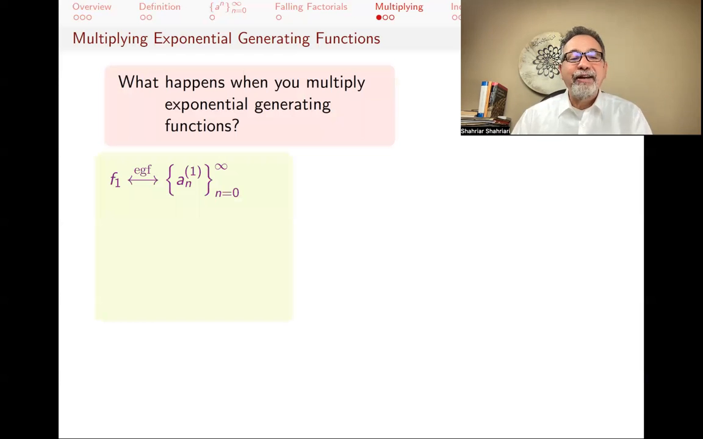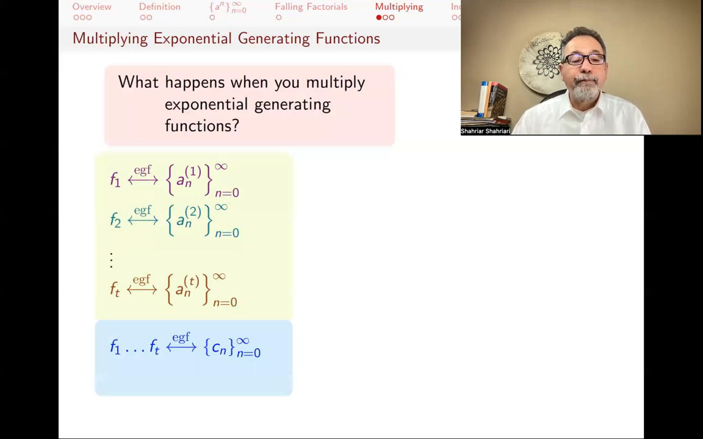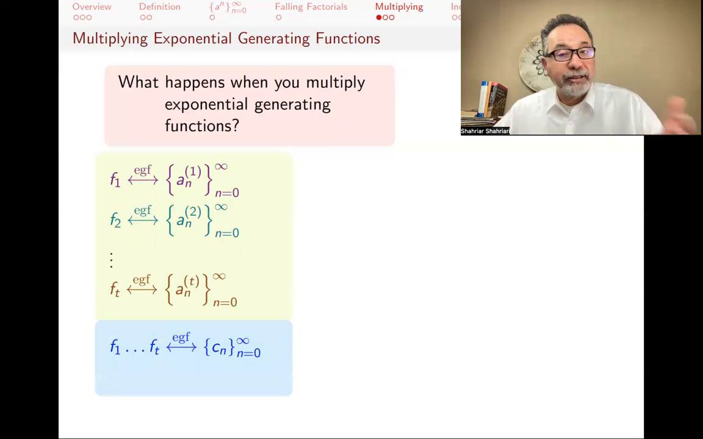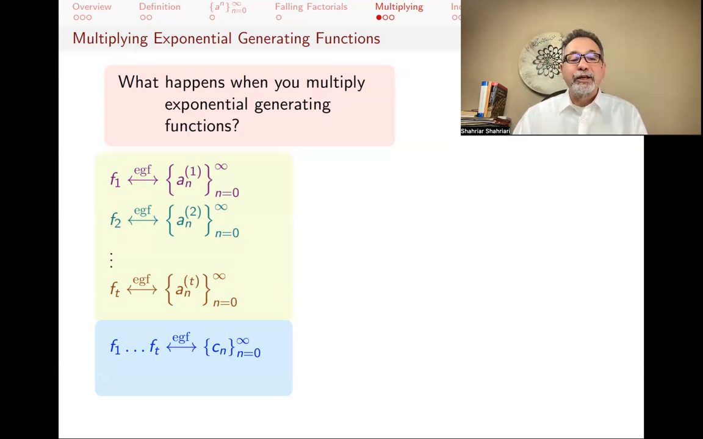So let's say that I have f1, an exponential generating function of some sequence of numbers. I'm calling it the sequence a_n, n going from 0 to infinity, but because I'm going to have a lot of generating functions, I'm going to put a superscript of 1 to show that this is the sequence for f1. And then f2 is going to be for another sequence, and these are all exponential generating functions. And I want to know what happens when I multiply them. When I multiply them, I will get something, and that will be the exponential generating function of some sequence, but what sequence? What is that c_n?